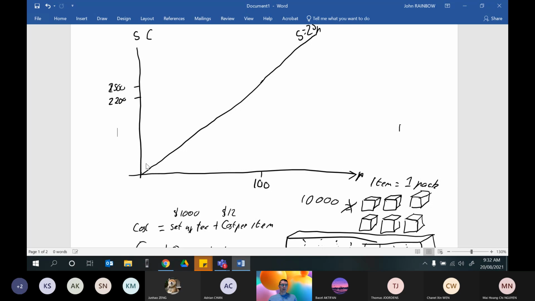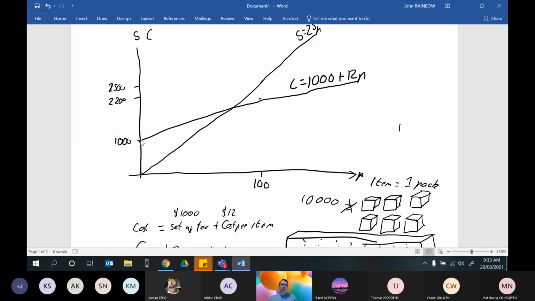And don't forget, you've got about $1,000 set up. So if you make no products, remember you start at 1,000. So that starts here, and at 100, that's going to end about there. So this is my cost line. My cost line is $1,000 for the setup, plus $12 per piece that they're charging us.